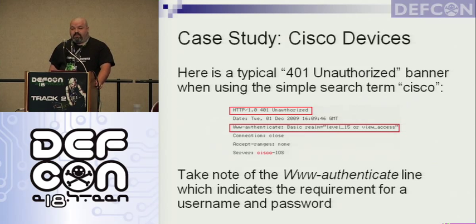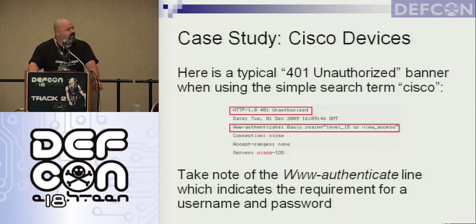The 2 boxes squared in red, the first one is the status code, so it's HTTP 401 unauthorized. And then we see a www authenticate, basic realm, level 15, or view access. I can tell you that when you click on the result for this, you're going to get a pop-up box, and it's going to ask you for a username and password. And if we don't have it, obviously we can't get to that page.